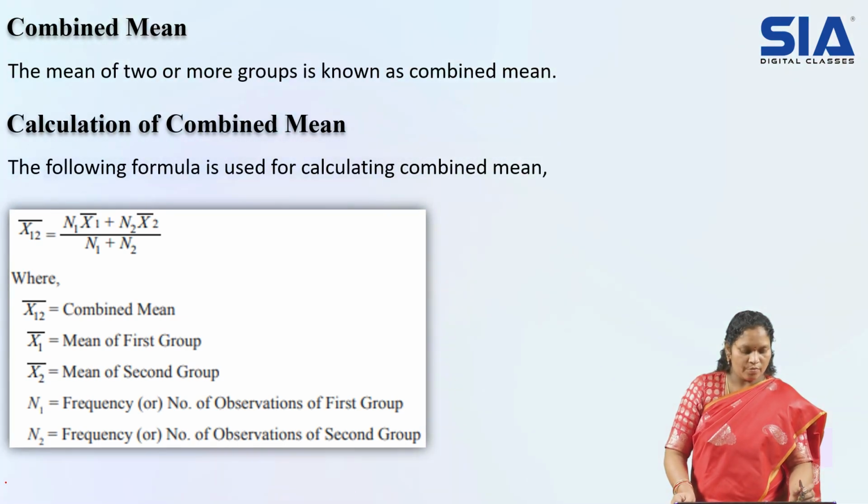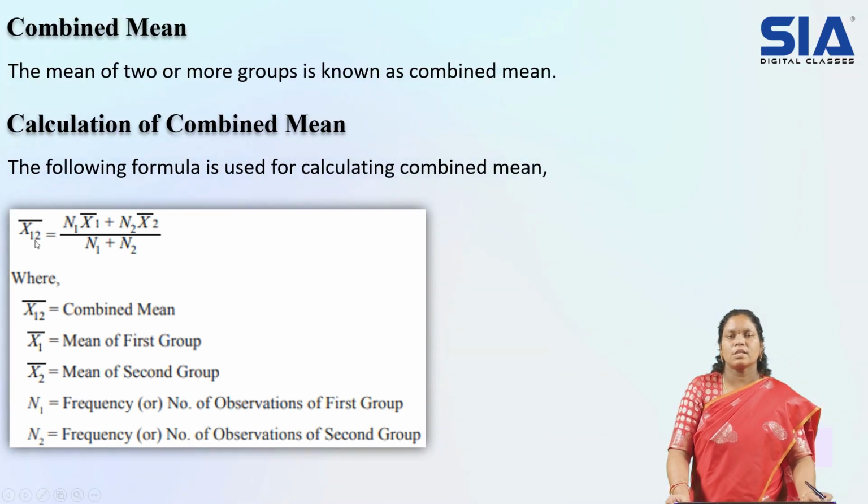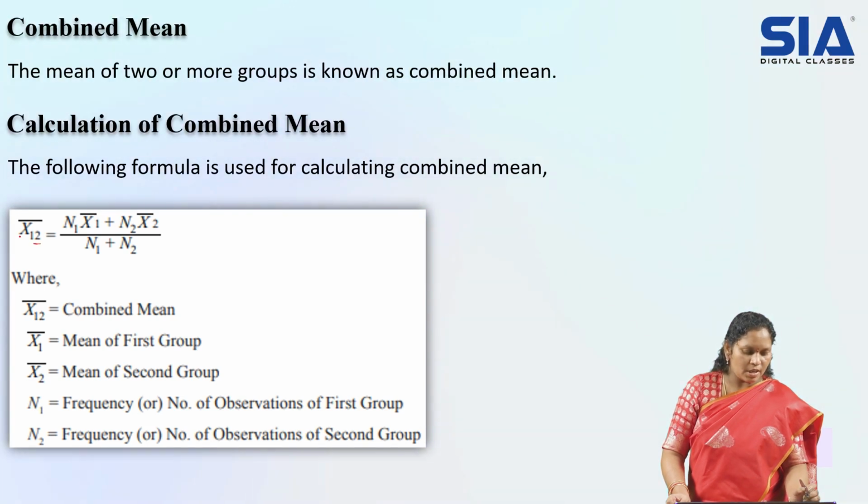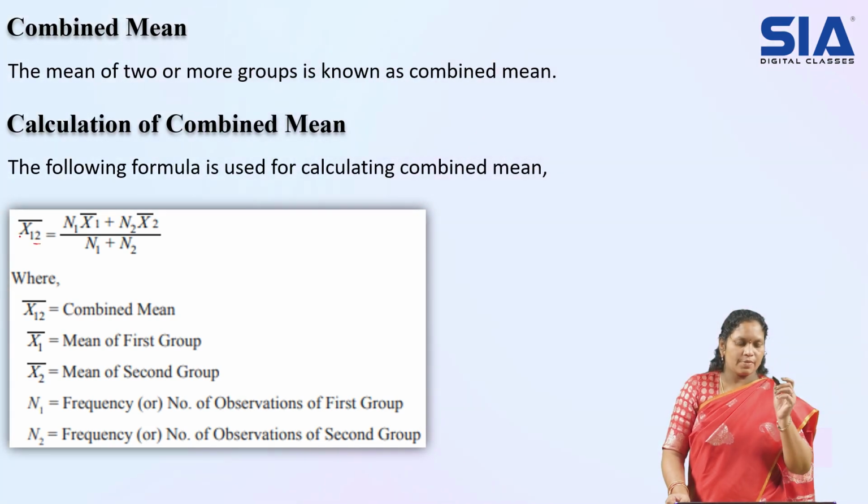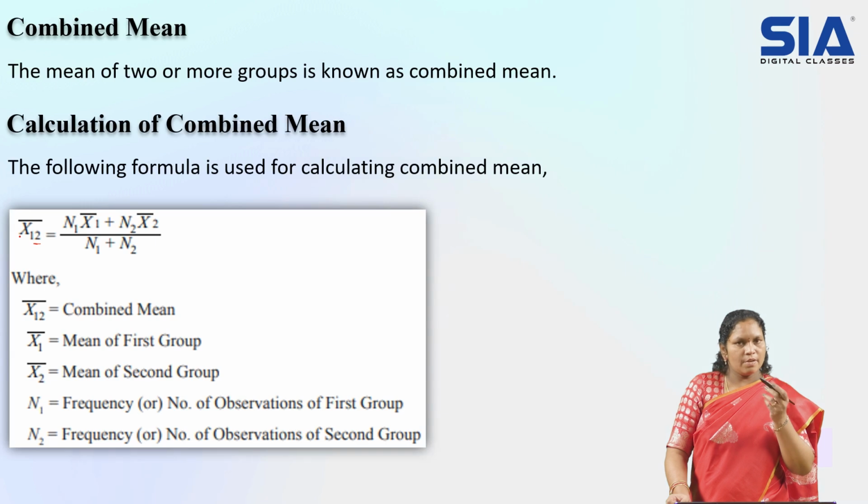Let us check it through a formula. X12 bar. We know the mean notation is x bar, right? For the combined mean, X12 bar is given. Two different means: first one for one mean, second one for another mean. They'll give two or three means and the number of observations. All together we'll frame the combined mean.